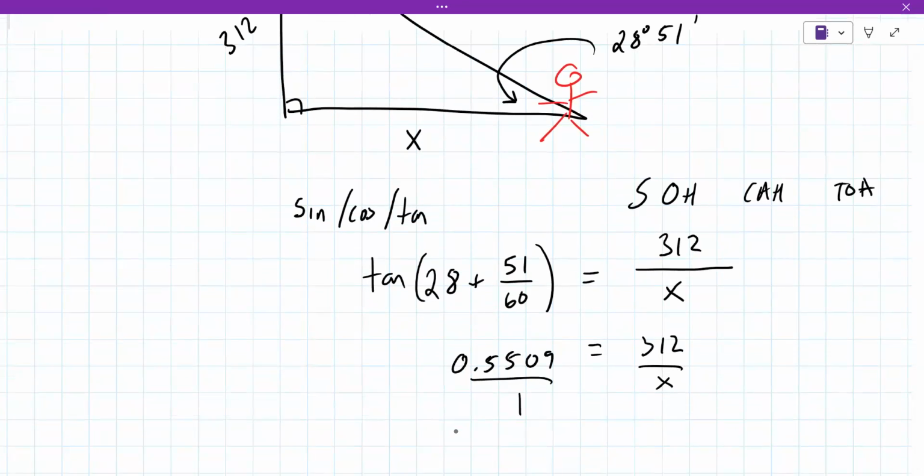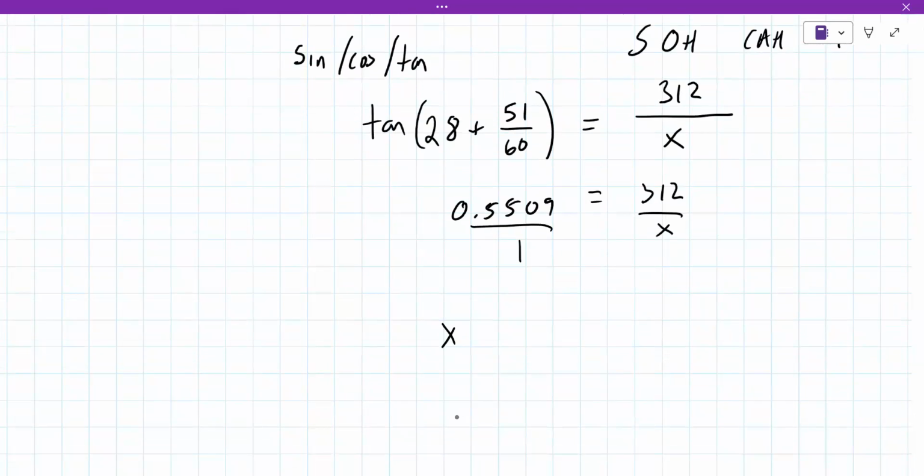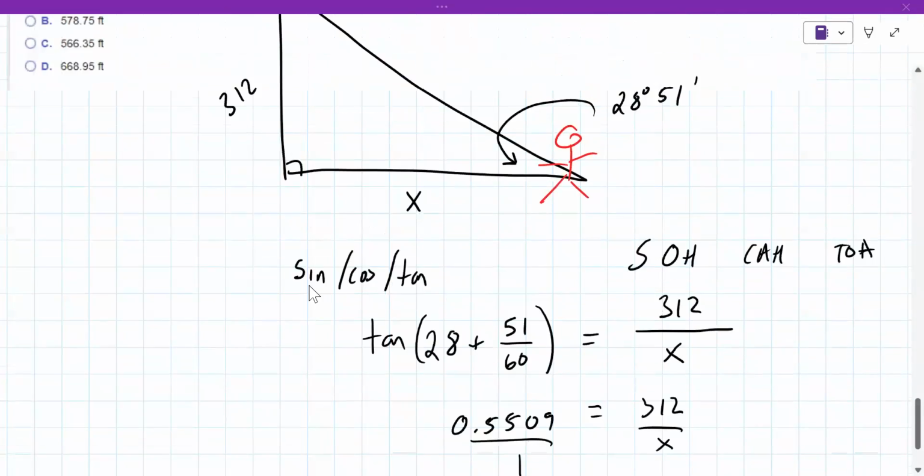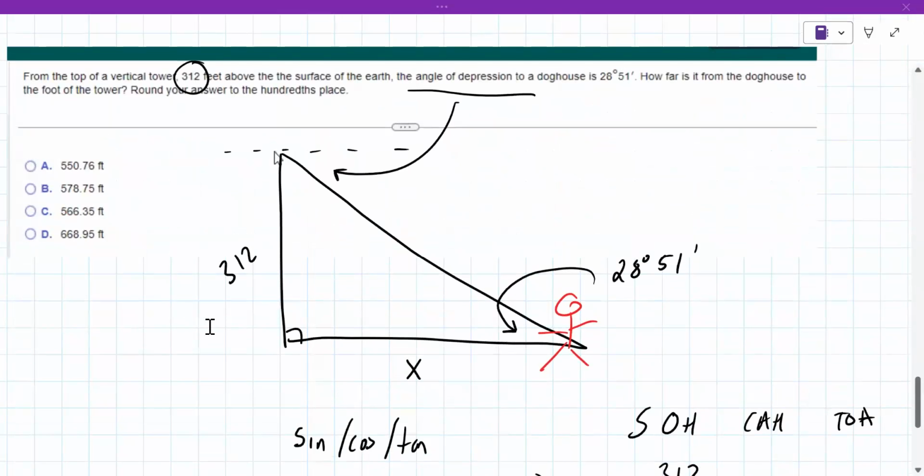So just like the previous problem, you multiply diagonally. So you have 0.5509 times X equals 312. And then you divide both sides by 0.5509. All right, I got 566.3459. Okay, so there's one of your answers. Cool. You might be able to eliminate some answers, since these are all pretty close together, but it doesn't look like it.